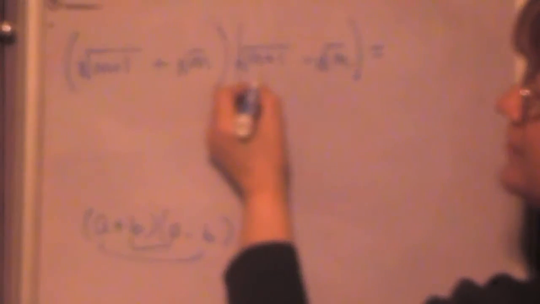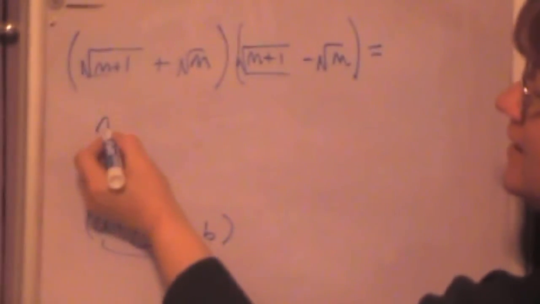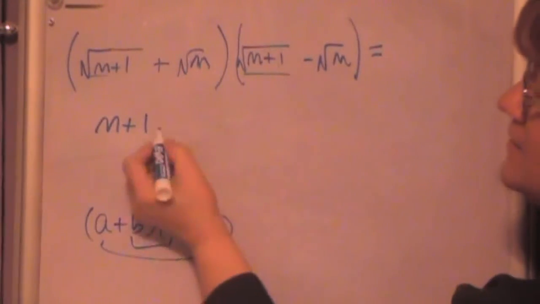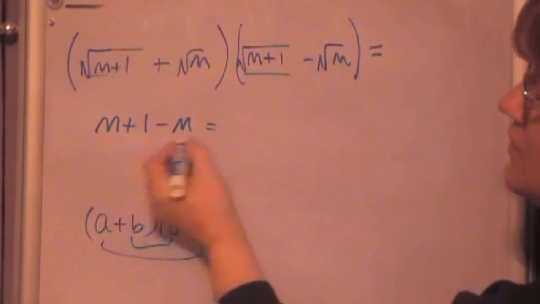So if we square the first, or multiply these two together, we're just going to get n plus 1. And that's going to be minus n. So the answer to this one is 1.